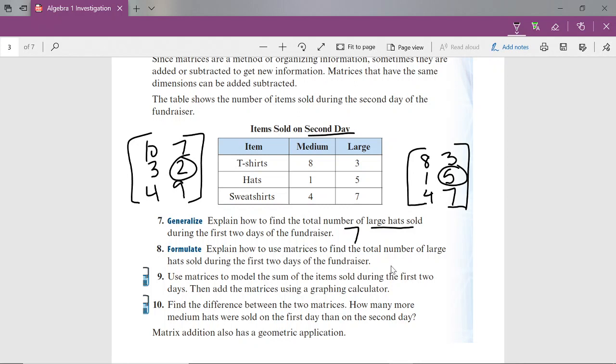All right, and then after that, we want to explain how to use matrices to find the total number of large hats sold during the first 2 days. Oh, sorry, I think I already did that.